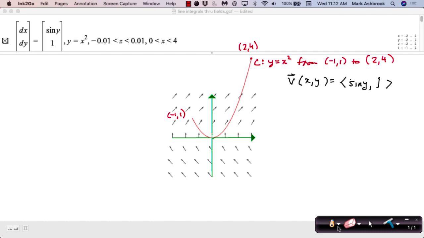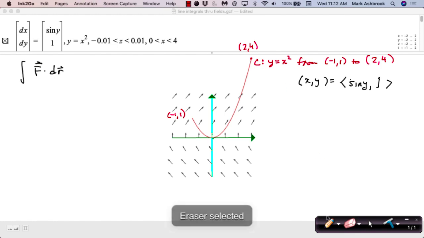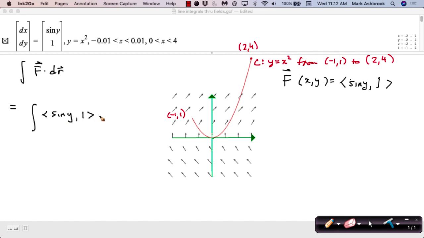So we're doing F dot dr, right? F dot dr. This is just F. So our vector field is F, and that's going to be from something to something. So F is sine y and 1, dot dr. But to get dr, we need r. All right, so we need to parameterize this curve.